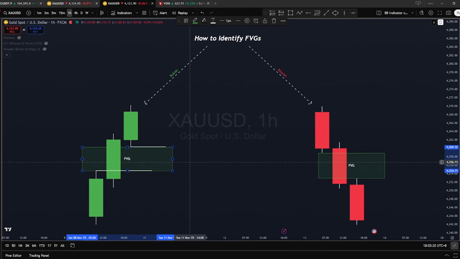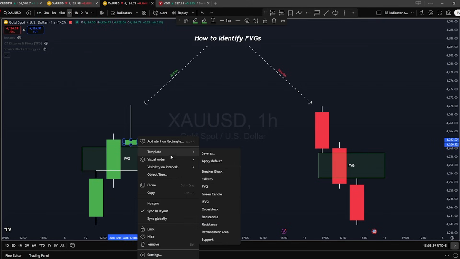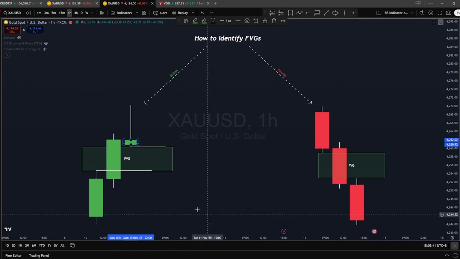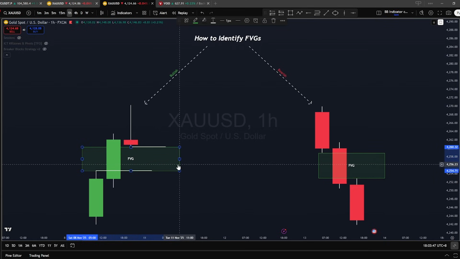Okay? Now, if you're asking, does the candles have to be the same color? No. It can be bullish or bearish. For example, if let's say the market here decides to do this, alright, create a bearish candle instead, make this red. This is also a valid fair value gap because the wick is not touching this.